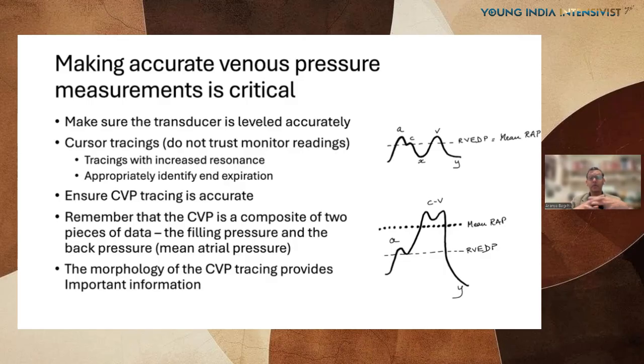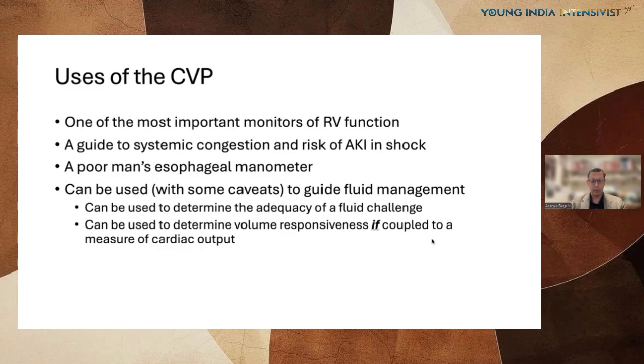And so it's really important to recognize these two facets of the CVP tracing. And in the Guytonian framework, we'll talk more about one way to think about these. And then the morphology of the CVP tracing provides really, really important information, which is completely missed if you just think of the CVP as a number. But again, I went over the CVP in a fair amount of detail the last time, so I'm not going to go over that.